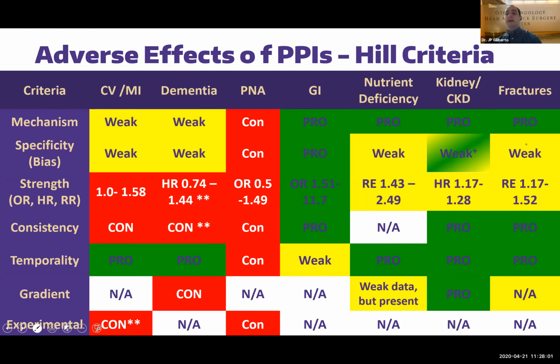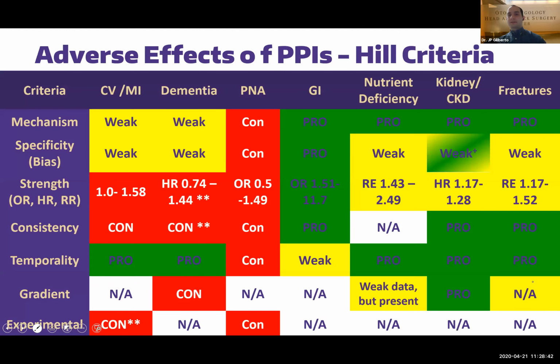So again, the mechanism seems pretty logical, and there's some data to support that it's true. There may be some specificity bias. A lot of these studies are case control or retrospective observational studies. There's a weak association, but they're pretty consistent in their reporting, and the studies do a good job of showing the temporality of the exposure to the PPI before the event.